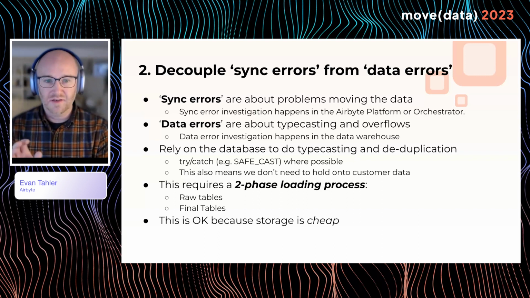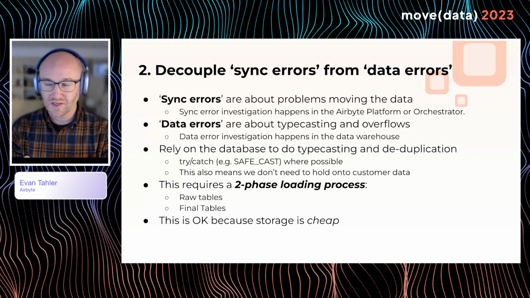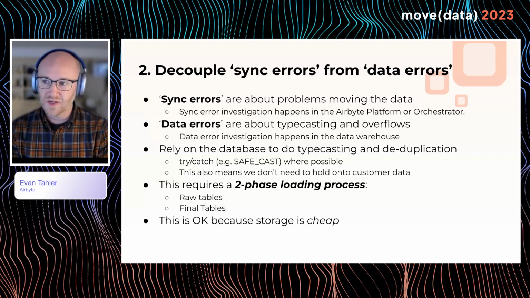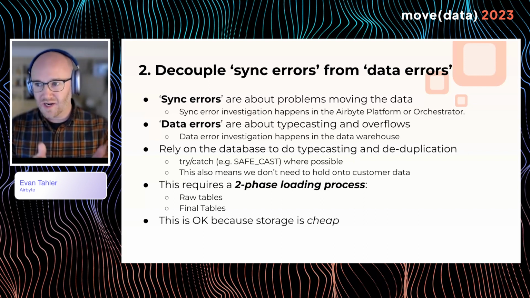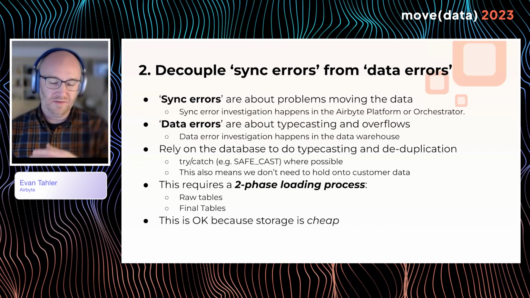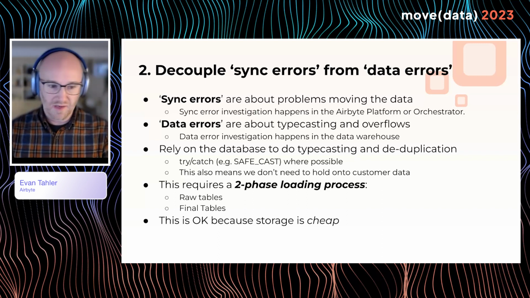We rely on the database to do as much of this as we can for us. So for example, we use a method called safecast rather than cast. That's kind of like a try catch for casting. And this also means that we don't need to hold on to customer data to do these transformations. We give the JSON in its raw format to the data warehouse, and then entirely in SQL, we build this secondary table. This is what we call our two-phase loading process. So we actually have a raw table and a final table for every stream that we move over. And this is okay because storage is very cheap in these modern data warehouses.